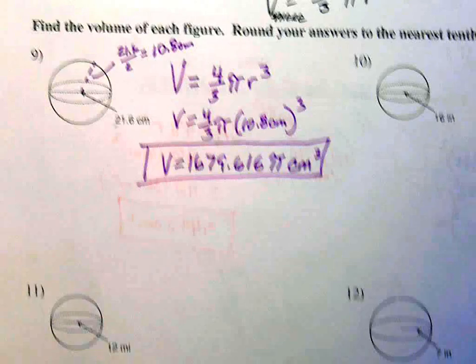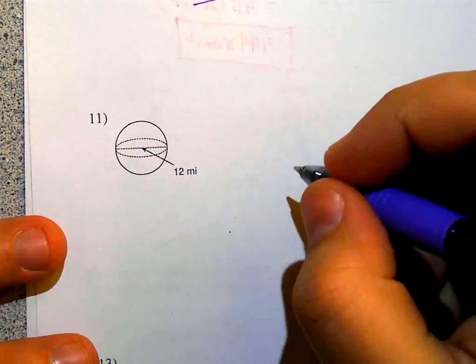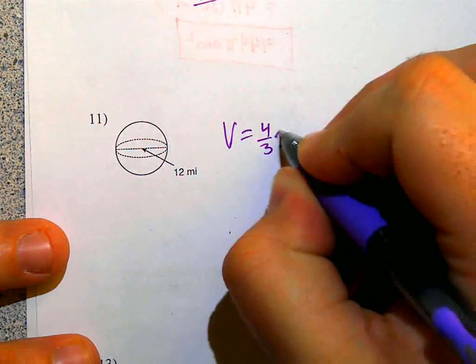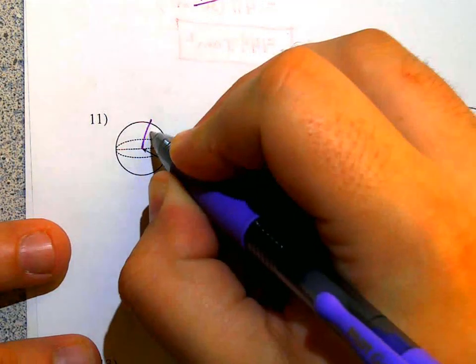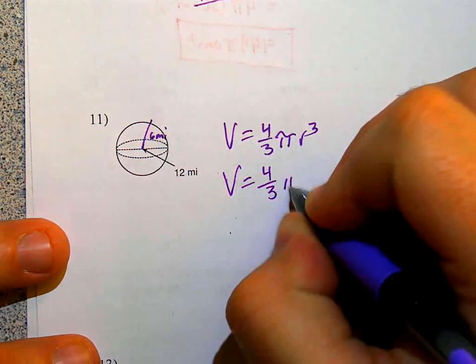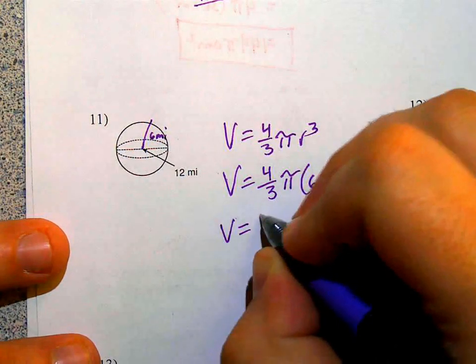All right, and it looks like that's going to take care of the back. They're all pretty much the same. Just a real quick refresher, V equals 4/3 pi r cubed. Here, the r is 6 miles, so plug that in. V equals 4/3 pi times 6 miles cubed.